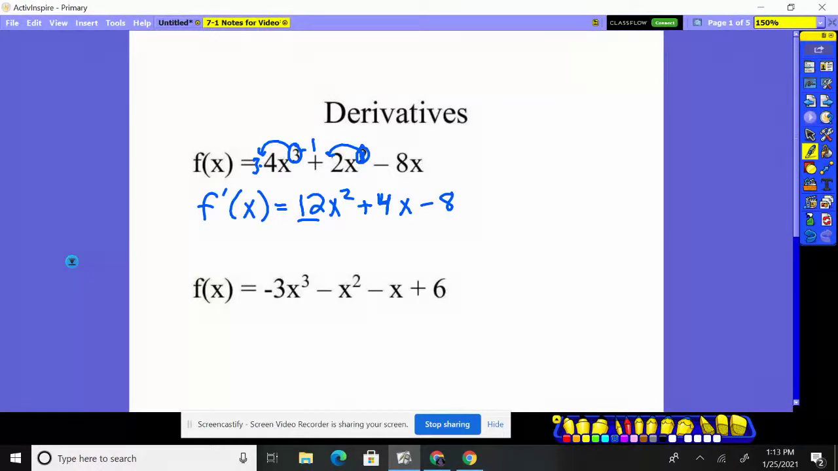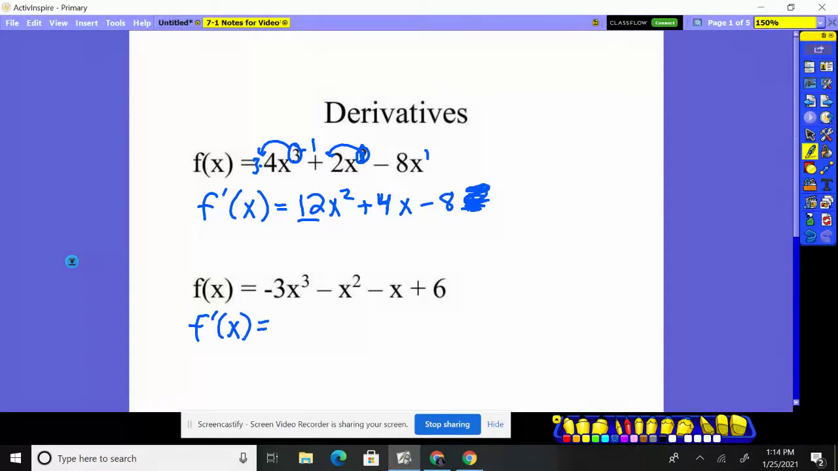Here, now technically you have a 1. 1 drops down. 1 times 8 is 8. X goes down a power. 1 minus 1 is 0. Any number to the 0 power is always 1. So this is just a 1. So 8 times 1 just is 8. That's what we have. So if that's what we do, what is the derivative of this second one?